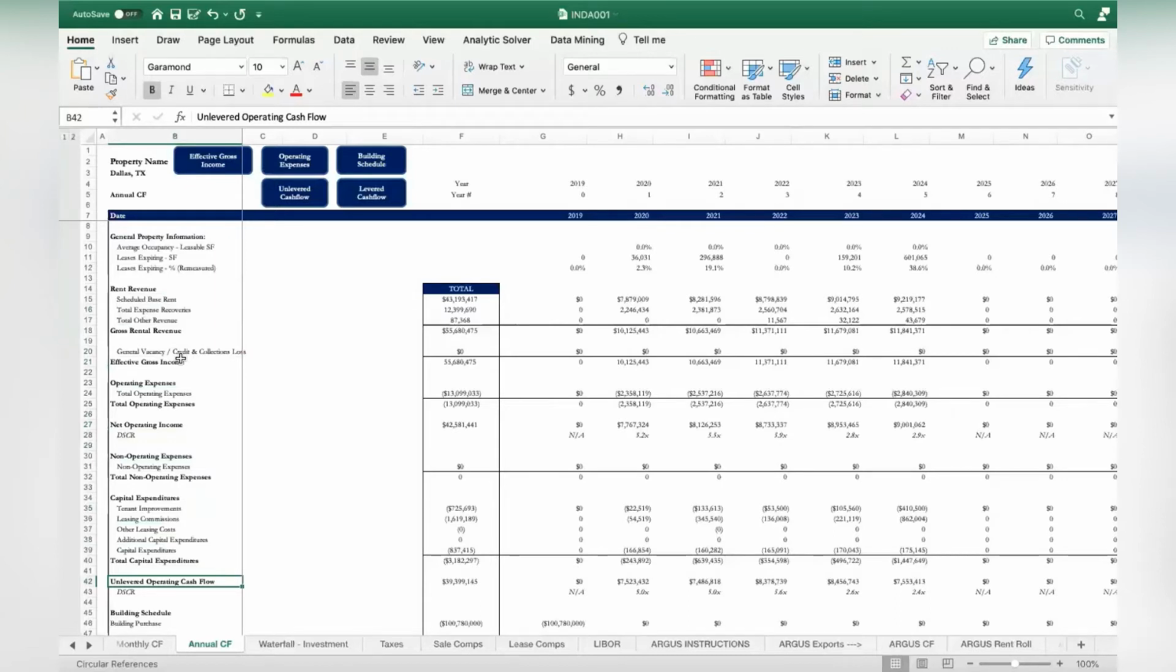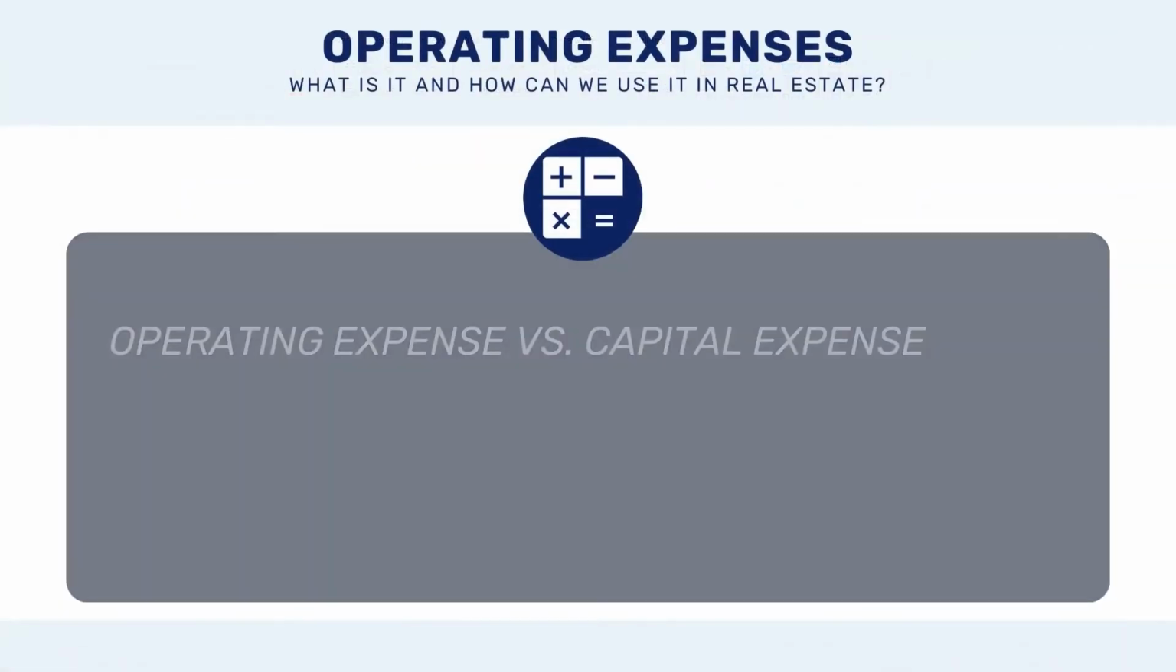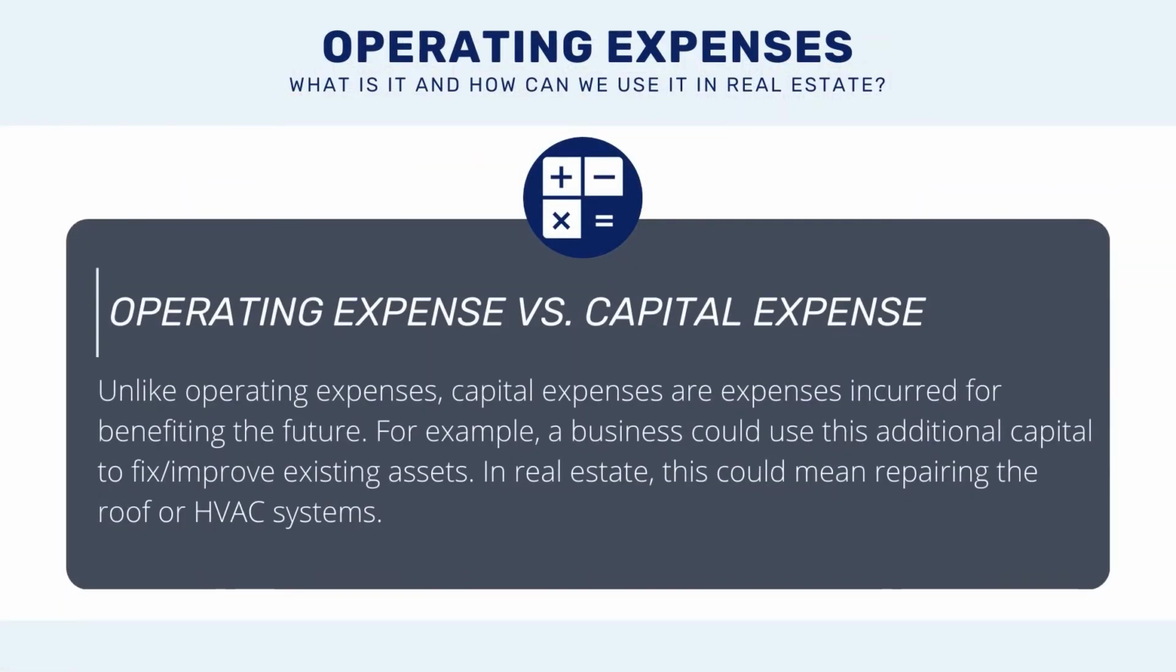With that said, let's talk about the difference between capital expense and operating expense. Unlike operating expenses, capital expenses are expenses incurred for benefiting the future. For example, a business could use this additional capital to buy new assets or fix and improve existing assets. In real estate, this could mean acquiring, repairing, and upgrading a piece of property.